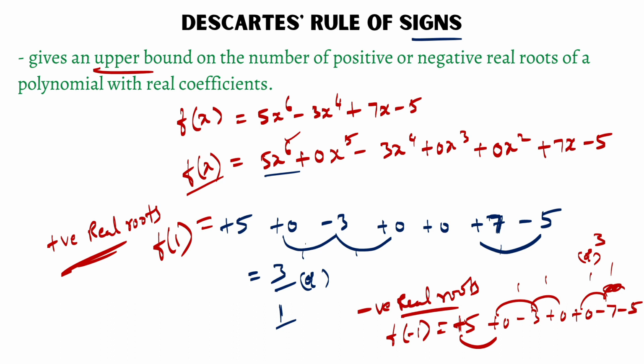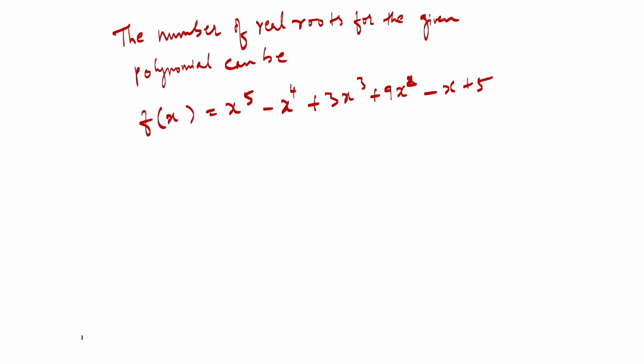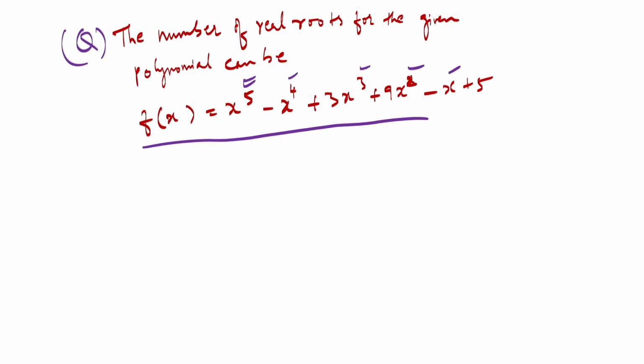Alright, very simple concept. Let us apply this in a problem, so that you will be much more clear. So the question is, the number of real roots for the given polynomial can be. So the polynomial is given. The first step here is to have all the powers in decreasing order: 5, 4, 3, 2, 1. So all are there, so no worries.